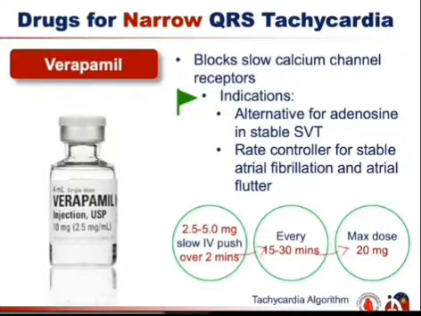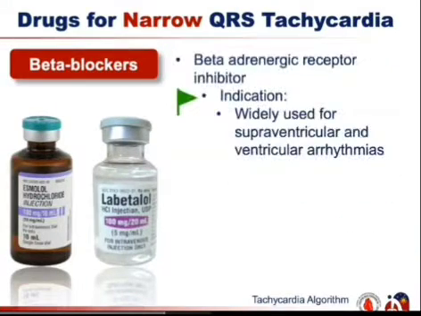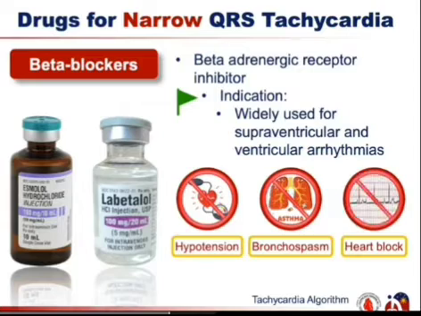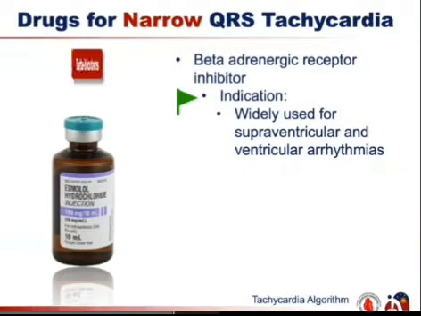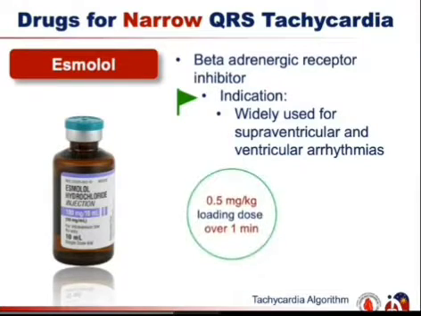Beta blockers belong to another class of medications that act as competitive inhibitors of beta adrenergic receptors. They are widely used for supraventricular and ventricular arrhythmias. However, they are contraindicated in patients who have low blood pressure, history of active bronchospasm like asthma and COPD, and heart blocks.